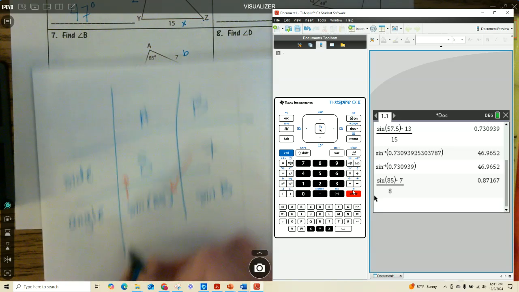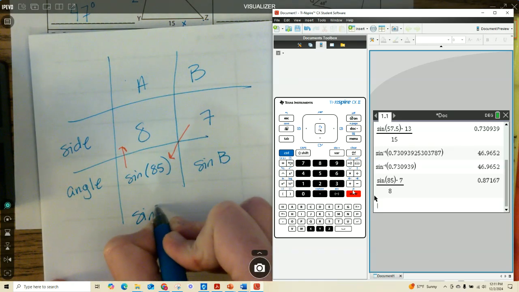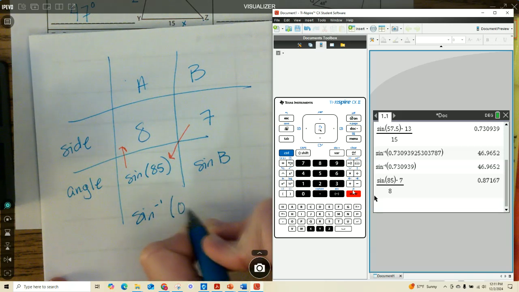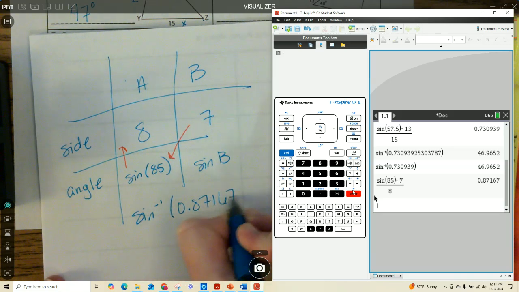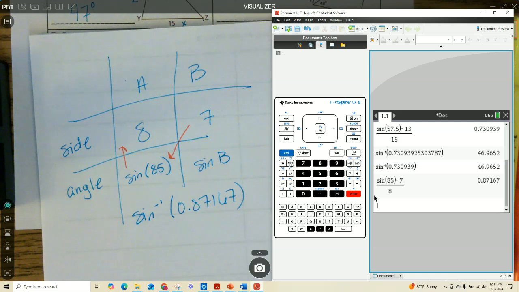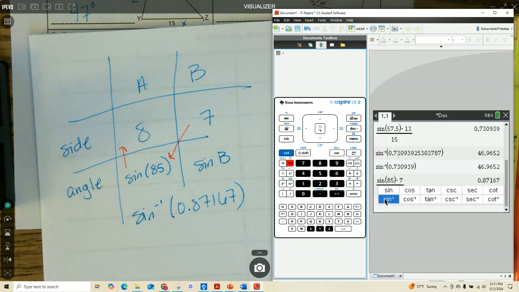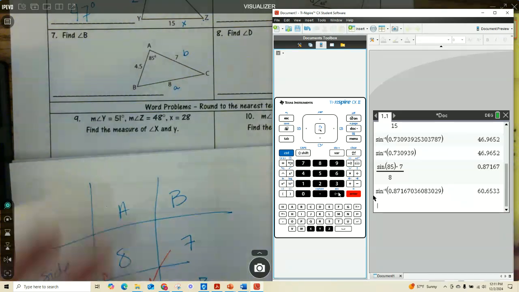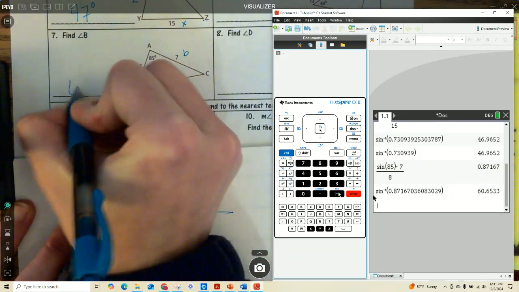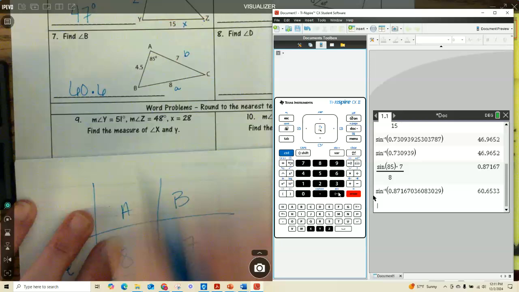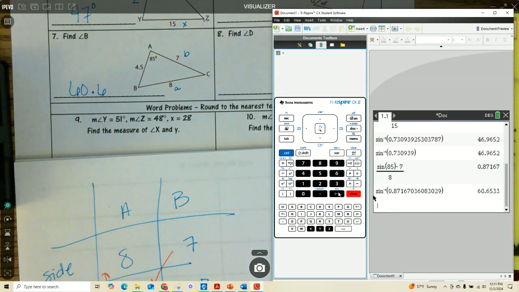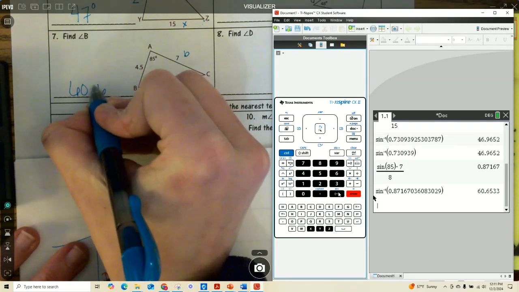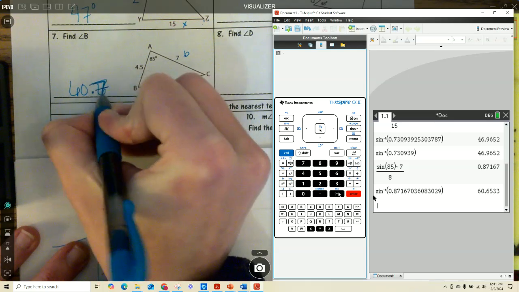Okay, so I do the inverse. So I can do the inverse of that long crazy decimal. You can type it in however you want to do it. Trig button, inverse of sine, and if you want to use that little hat, Control negative, that way it puts it in there for you. So 60.65 rounded to the nearest tenth. 60.7. Thank you. 7.